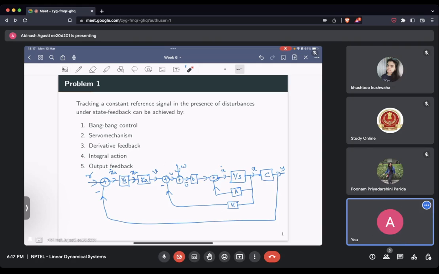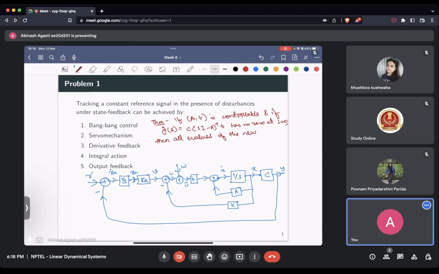And there is a result which states that if (A, B) is controllable, and if the transfer function C(sI minus A) inverse B has no zero at s equal to 0, then all eigenvalues of the new A matrix can be assigned arbitrarily. Okay, this is the result that we have.